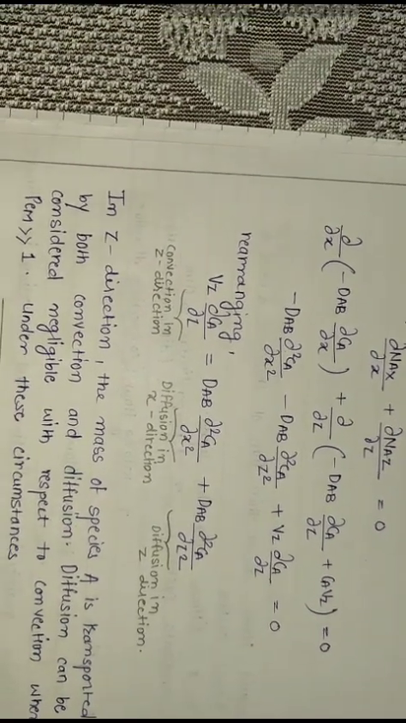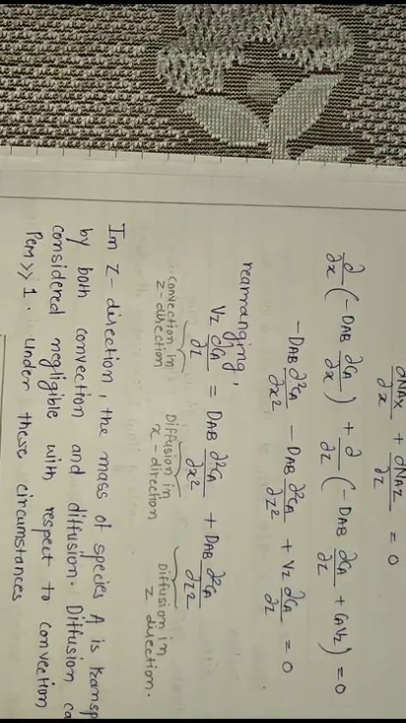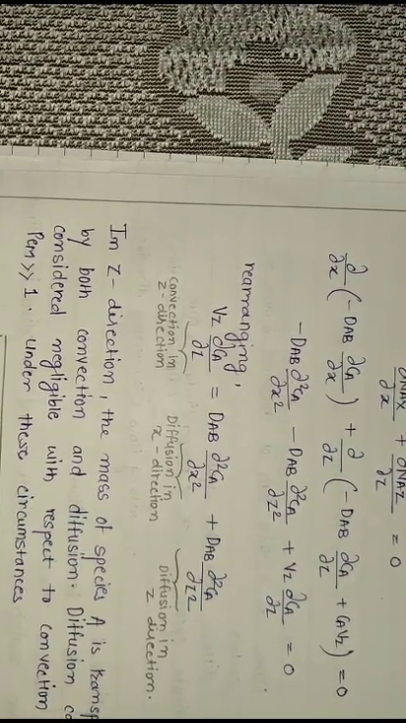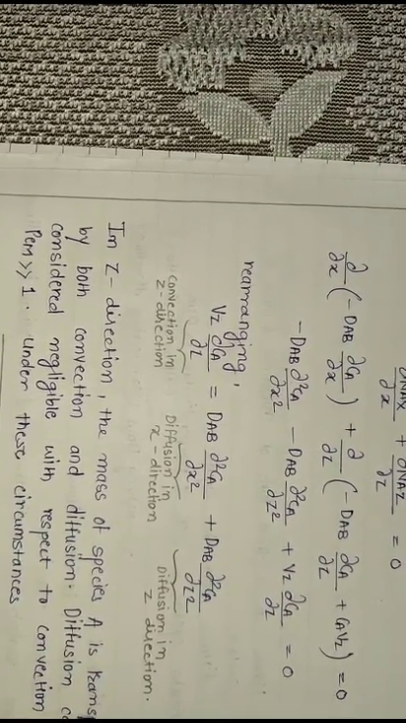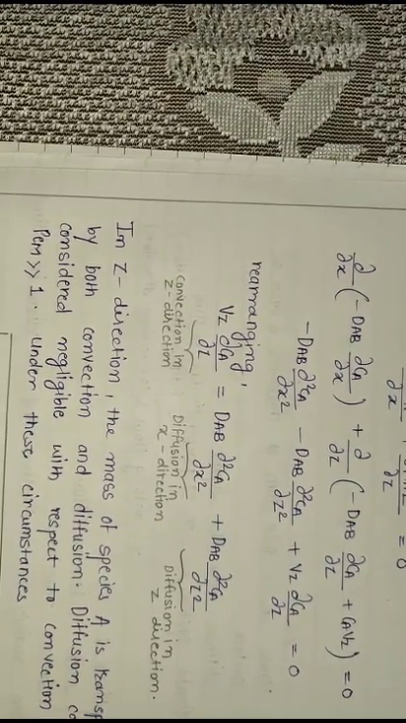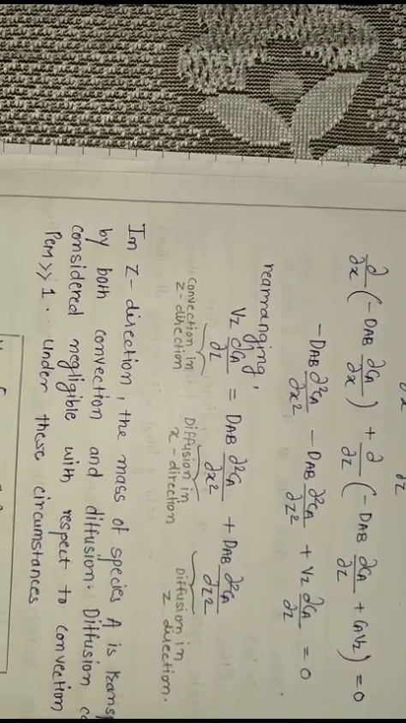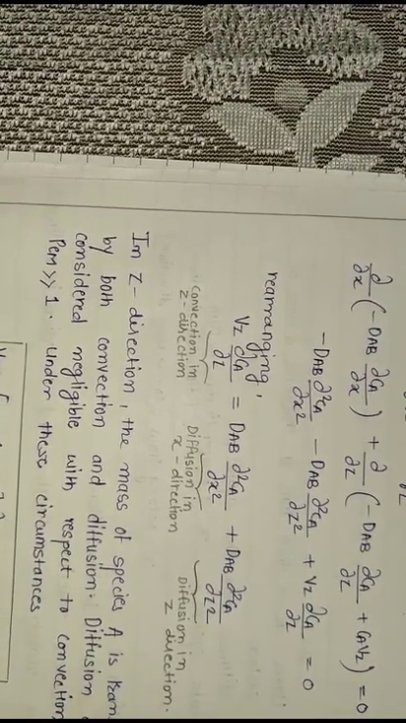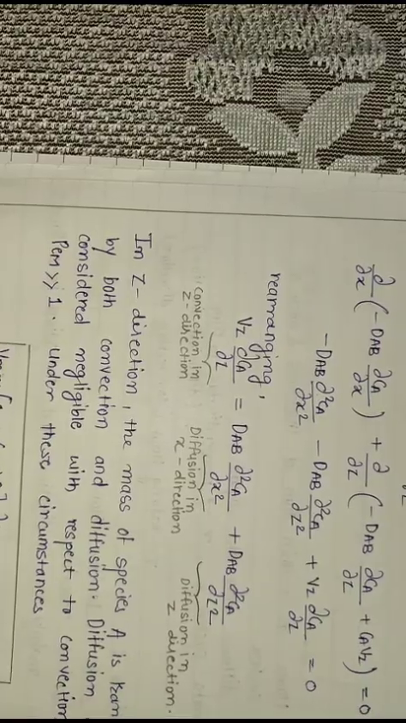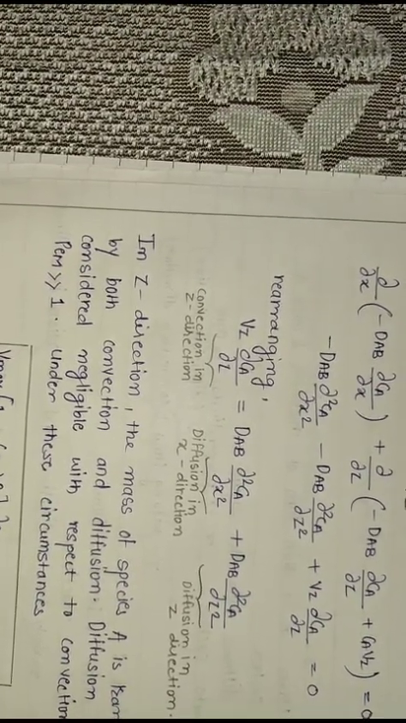Rearranging the equation, we see that the convective transport term in z direction is balanced by diffusion term in both x and z direction. However, for high Peclet number condition, convection dominates in z direction and diffusion in z direction becomes negligible compared to convection.